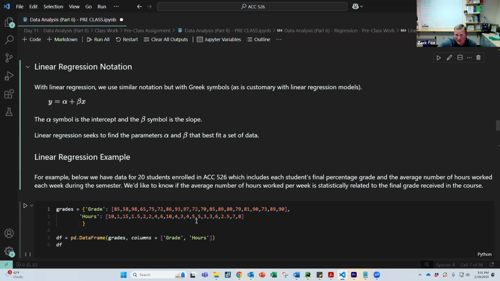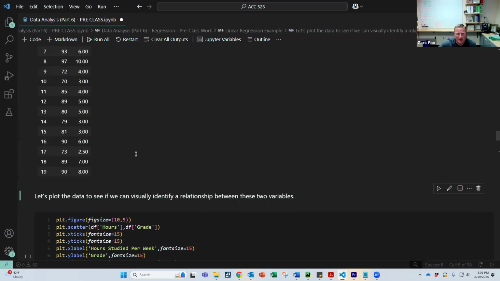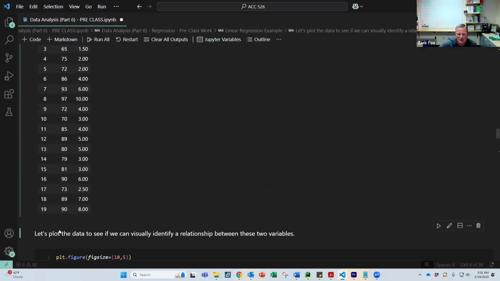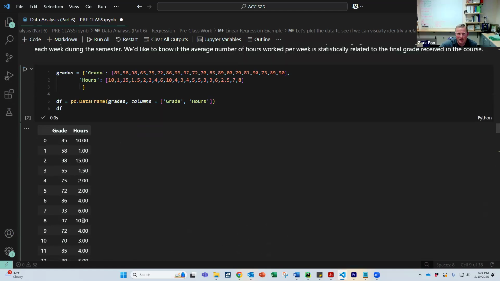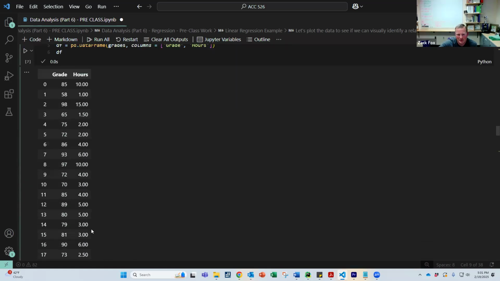So what we want to know is if the average number of hours worked per week is statistically related to the final grade received in the course, right? So we might predict that the harder you work, meaning more hours you work, the better grade you're going to get. Okay, so let's load that in and take a look at the data frame. Here we have our grades in percentage form and then the number of hours worked per week during the semester.